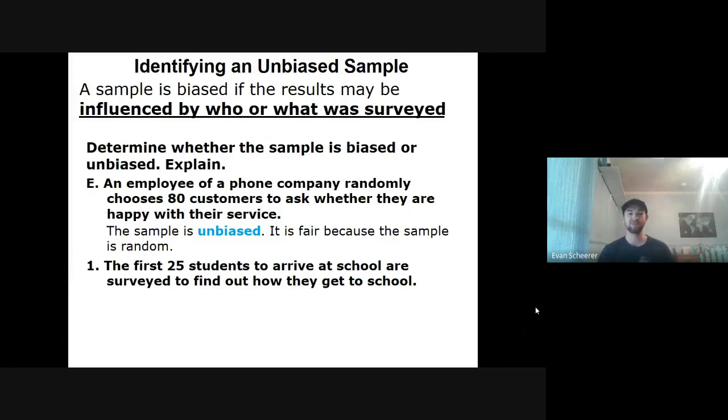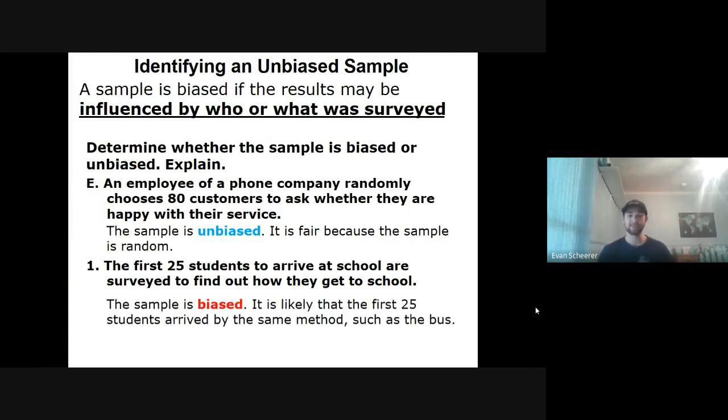But what about the first 25 students to arrive at school? We want to find out how they got to school. Well, it could be random, but what if they showed up on a bus and they all showed up at the same time? Then you would think the first 25 people all take the bus, so everyone must take the bus. But no, the sample is biased because it's likely the first 25 students arrived by the same method, such as a bus. That's very possible. So that's biased.